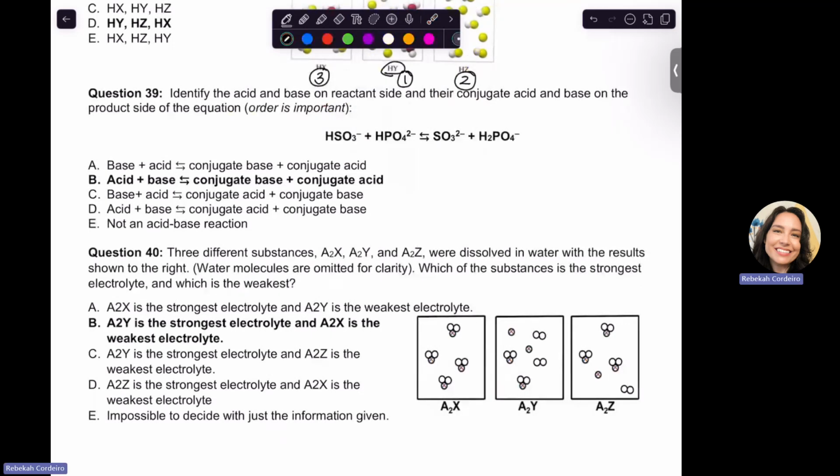The order is important for identifying acids and conjugates here. So we have to think about what's happening. HSO3 turns into SO3. What happened? It lost H. So that's acting as an acid, which means this one must be a base. Now, if we want to reverse it, we can find our conjugates. SO3 goes to HSO3. It added an H, which means that's my conjugate base, and that's my conjugate acid. You can also think about just removing the H to get your conjugate base and adding the H to get your conjugate acid, or you can reverse it to get your conjugates. But you have to find out which one's losing H and which one's gaining H. So we're looking for acid, base, conjugate acid as the order.